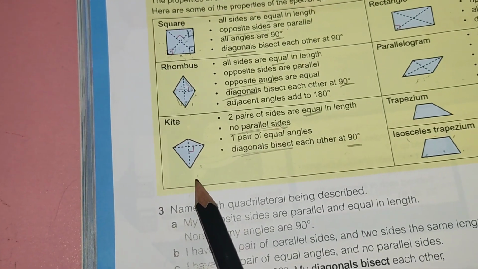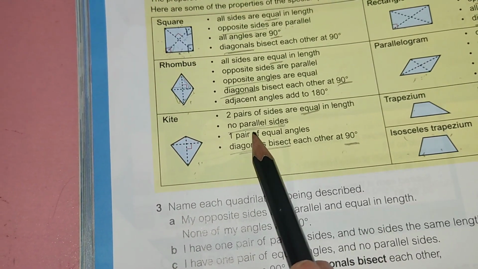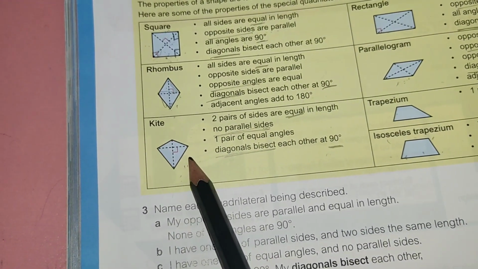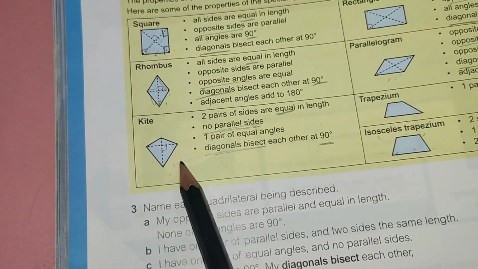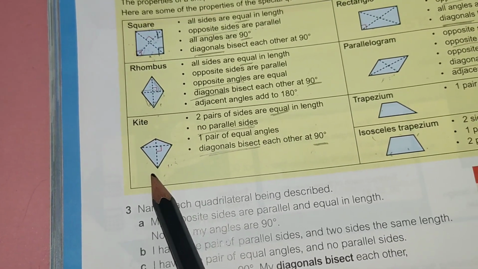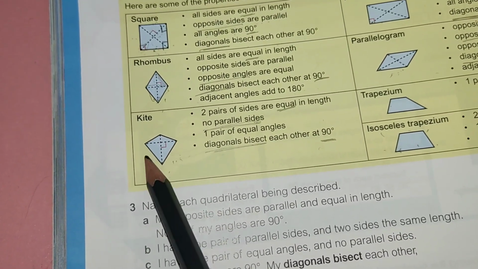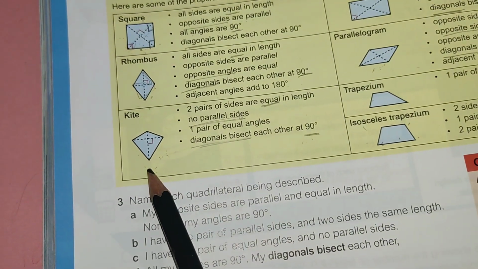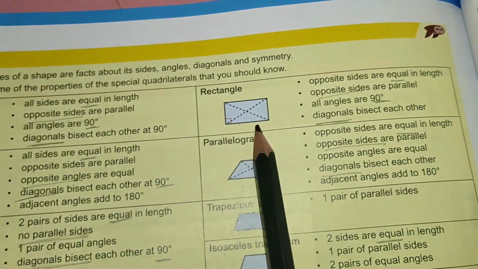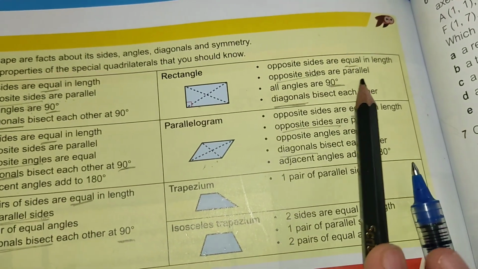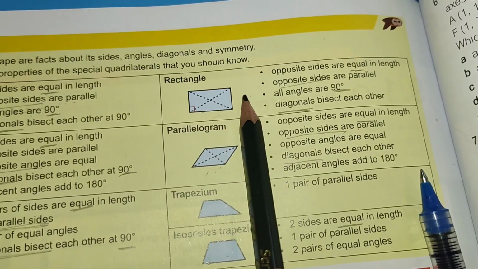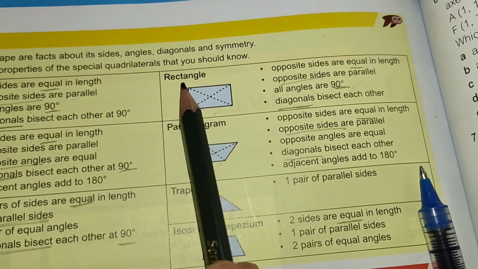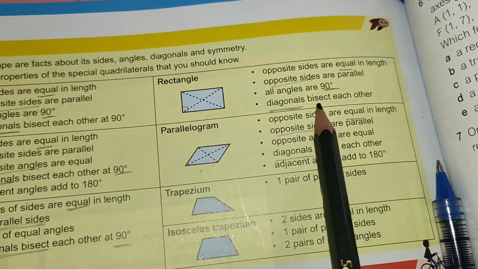Now if we look at the kite, two pairs of sides are equal in length, no parallel sides. So there is no parallel. If we look at the opposite sides, they are not the same. One pair of equal angles means this and this are equal angles, and then the diagonals bisect each other at 90 degrees again. Over here, the rectangle: opposite sides are equal in length, opposite sides are parallel, all angles are 90 degrees, and diagonals bisect. I think now you understand when we read this, right?